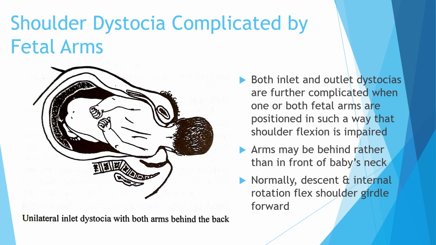This is by far one of the hardest ones because the hands are stuck behind the baby. It's almost impossible to go in and reach for the posterior arm and bring it out when the baby is in this position. Inlet and outlet dystocias are complicated when one or both of the arms are behind the baby's back versus towards its chest. With the normal descent rotation, it's just a rotation of the shoulder girdle, so you should still be able to do the symphysis pubic pressure and rotate the baby. You just can't grab the shoulders and the arms with this type.